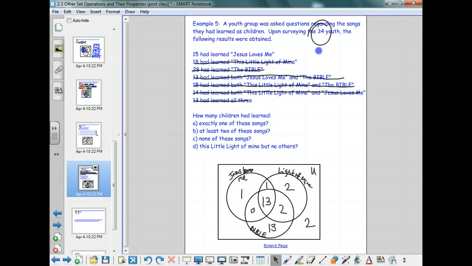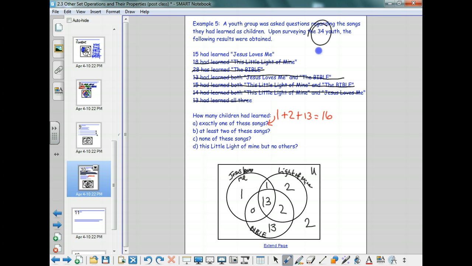It says, how many children had learned exactly 1 song? What is that telling me to do with my picture? Okay, so exactly 1 is going to be these pieces that are not overlapping anything, right? So that's the 1 and the Jesus Loves Me outer part, the 2 and then This Little Light of Mine outer part, and the 13 and the Bible part, which gives me a total of what? 16. How many had learned, oh, I didn't write that in quite the right spot. That goes right here.